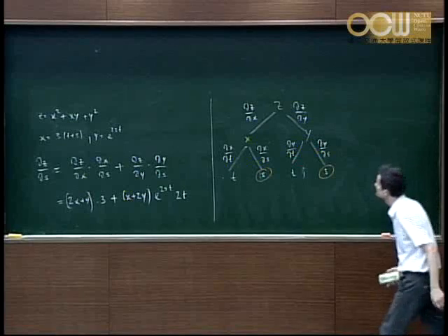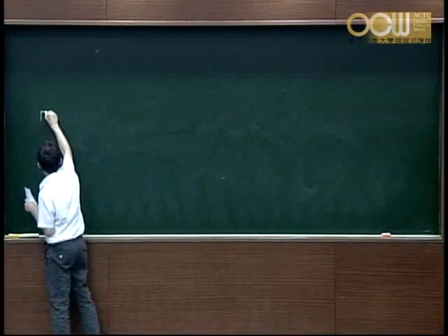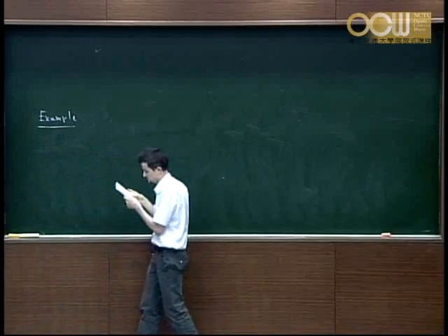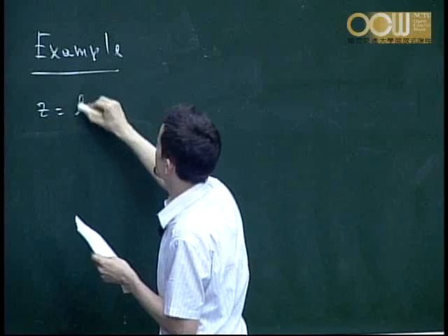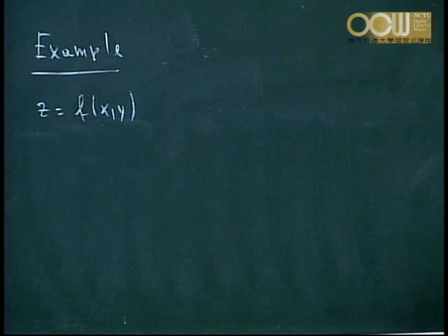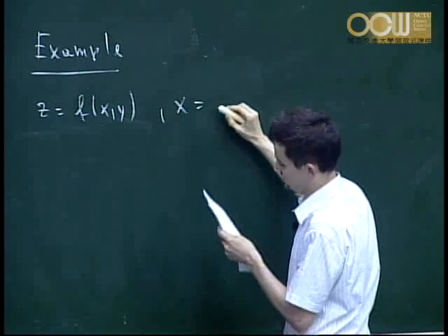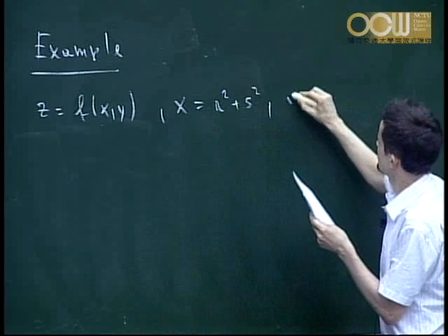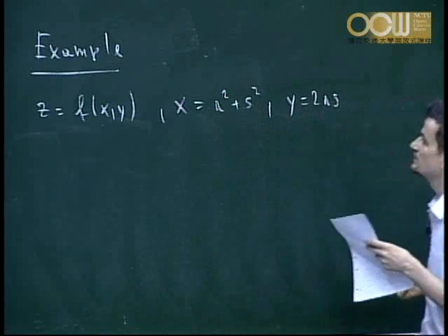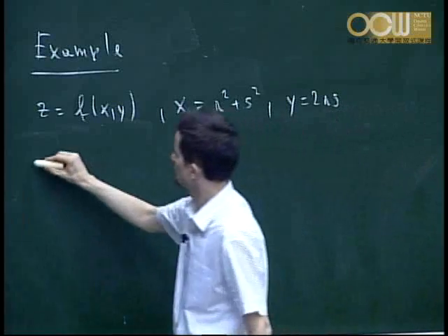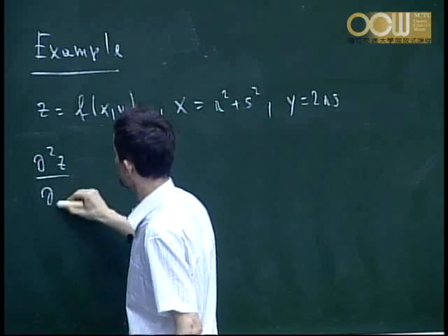Okay, so for instance, this example here just shows you that sometimes you have to be careful, because it's quite easy to get confused. So here, this is one example: x is equal to r squared plus s squared, and y is equal to 2rs. Okay, so we have this situation, and what you should compute is the second partial derivative of z with respect to r squared.